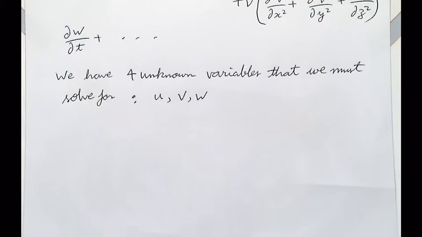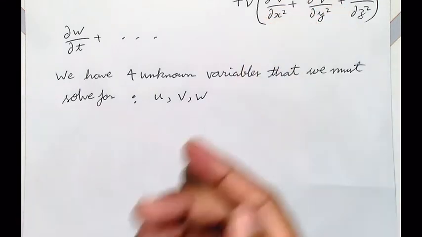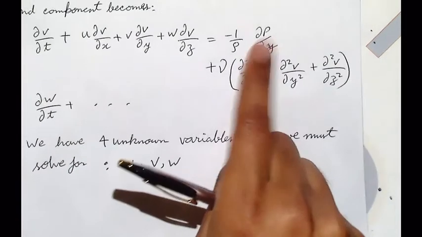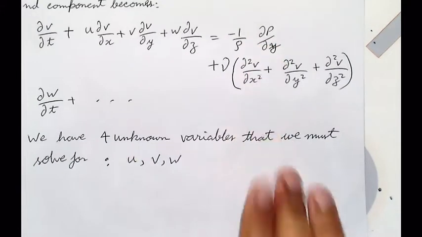Think about when you solve a very simple ODE, right? dy by dx equals something. You want to solve for y, not for x. X is space or it's t. So you advance in time, but what you're looking for is U, V, W and pressure. Pressure is the fourth unknown variable in all of these equations.